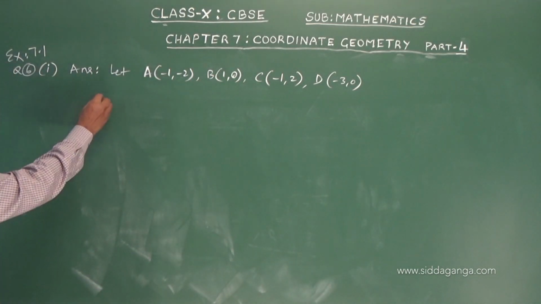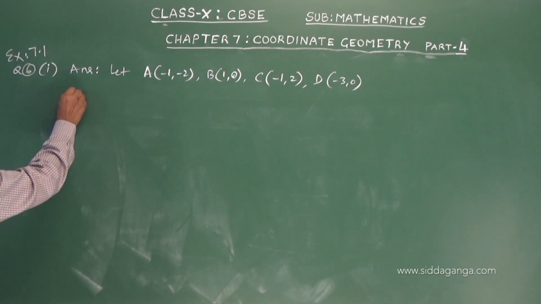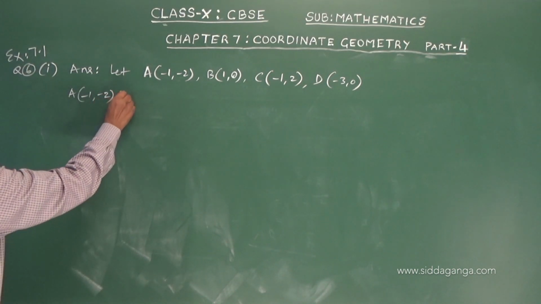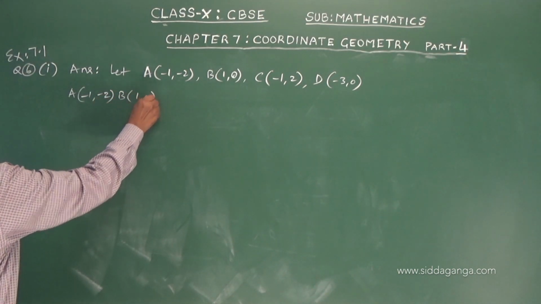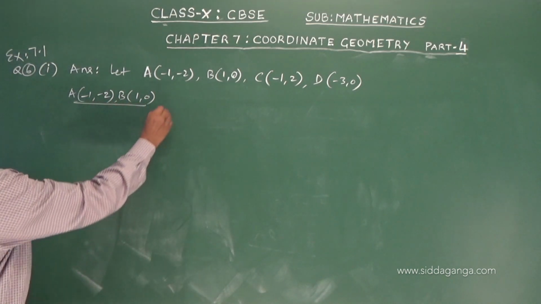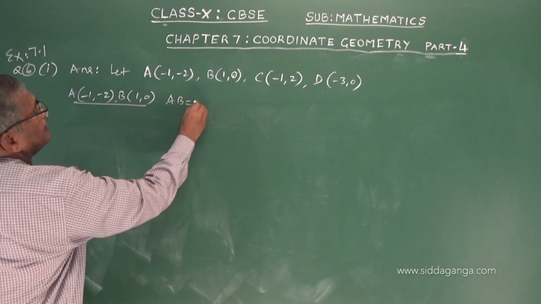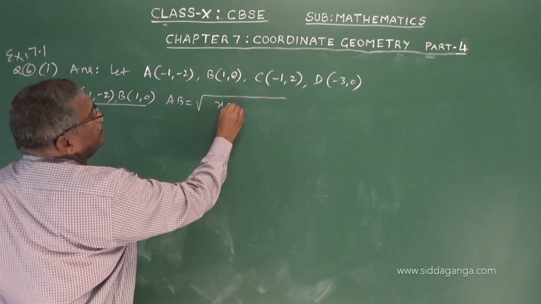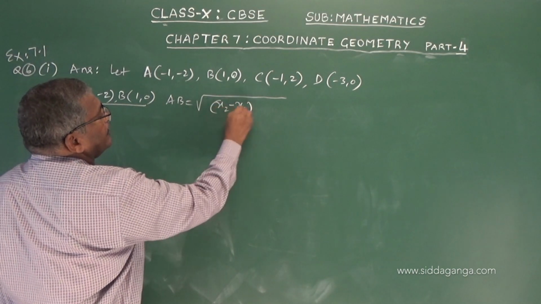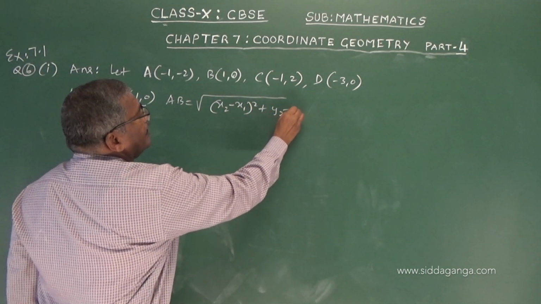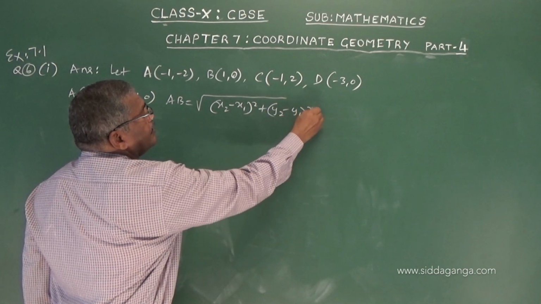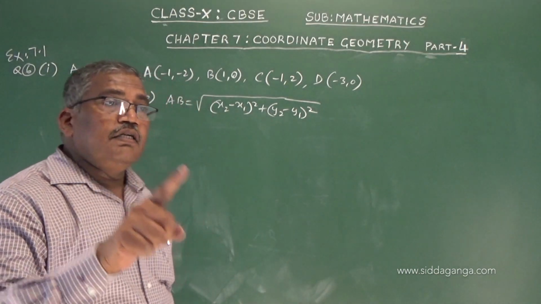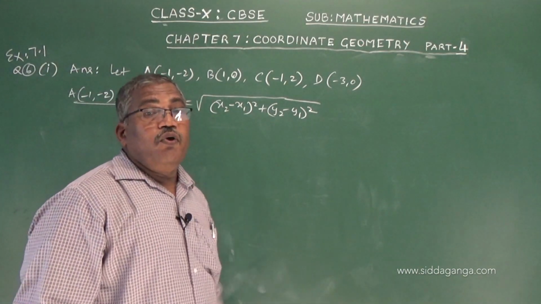Now, to find AB I will take -1, -2, B is 1, 0. So with this data I will take up AB equals square root of, by the distance formula, first I will write the formula: x2 minus x1 whole square plus y2 minus y1 whole square. Always have a practice to write the formula and then apply, even though you know very well.